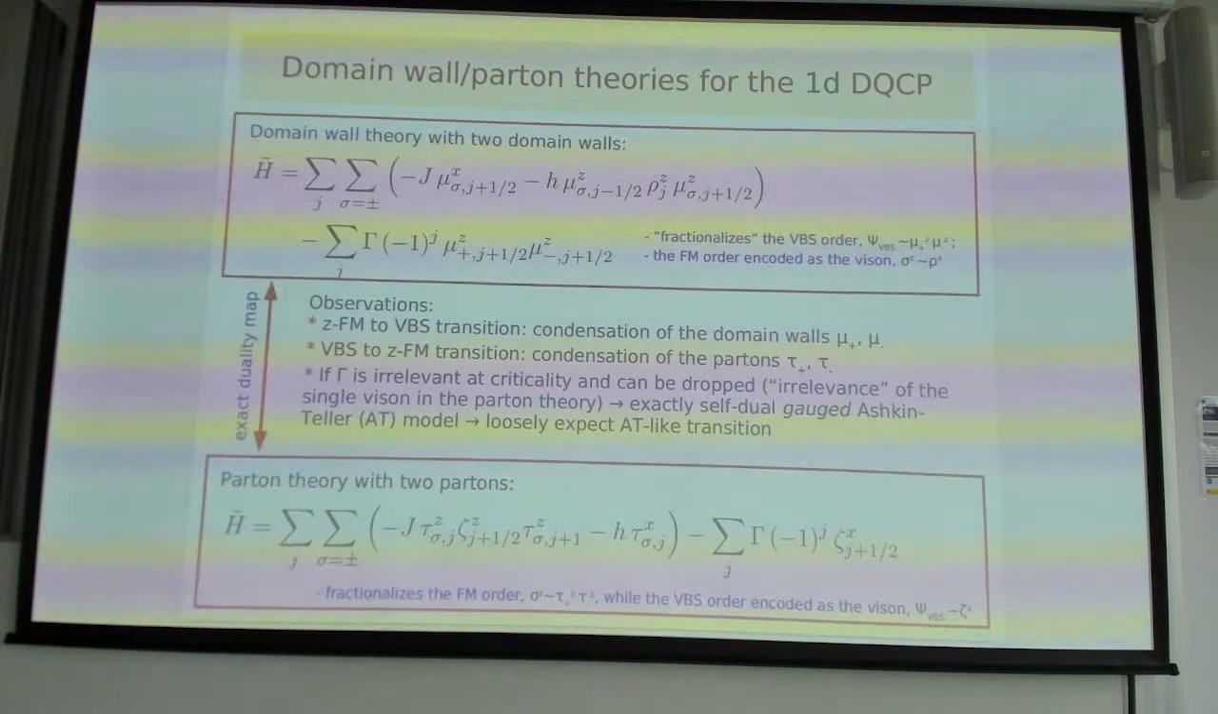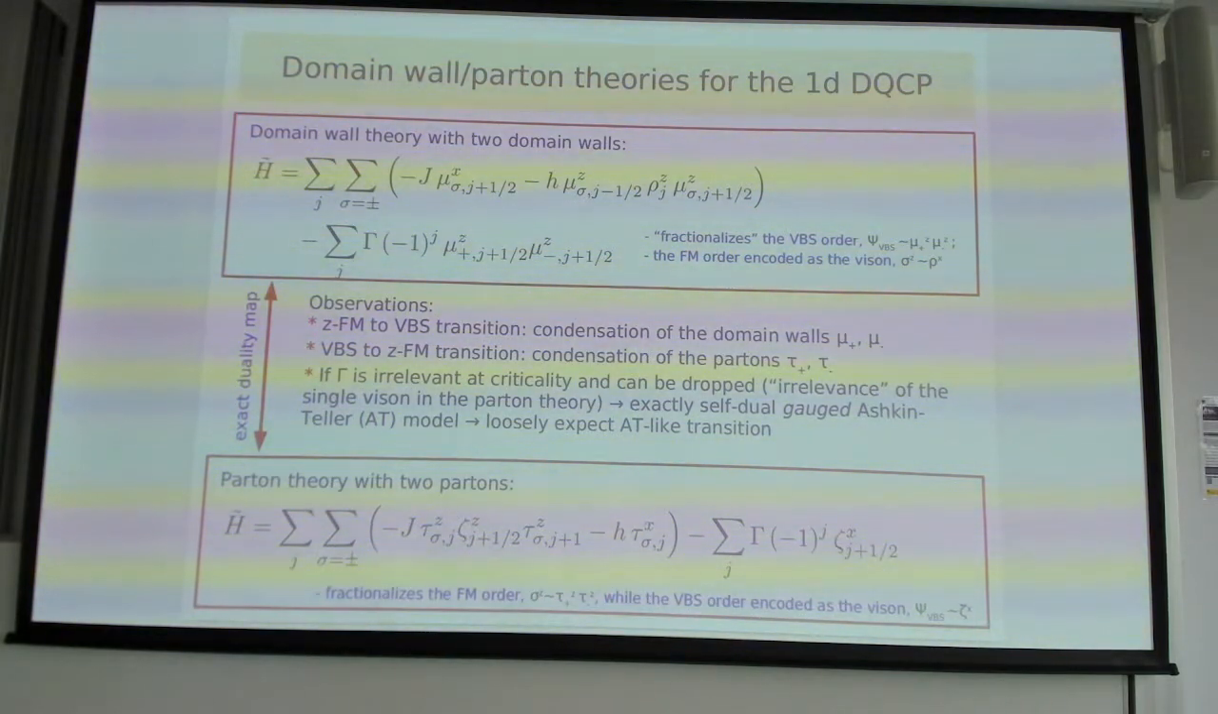Okay, so here is just the summary, where basically we have two theories. One is in terms of domain walls, and these fields are basically fractionalizing the VBS order parameter. If you look at it this way, the ferromagnetic order parameter is encoded as a vison of the gauge field. In the parton theory, it's the opposite: you fractionalize the ferromagnetic order parameter, and VBS is encoded as a vison of the gauge field.